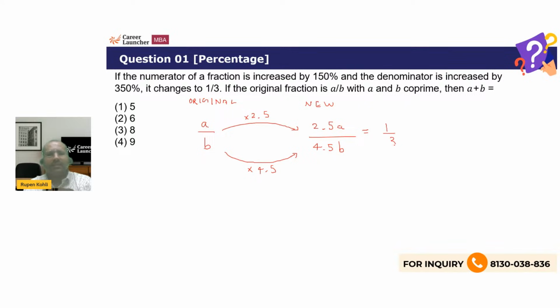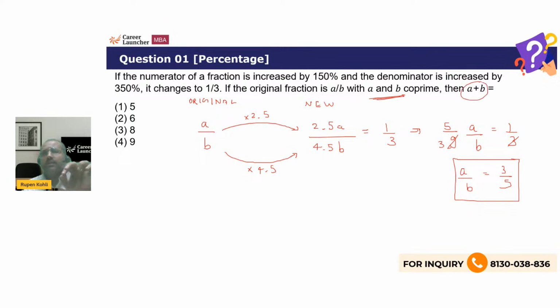From there you can backtrack the initial one. So what is this? 2.5 by 4.5, into 2 into 2, is 5 by 9. I like working with integers. So 5 by 9 times of a by b is 1 by 3. Work that out: 3 comes over here, and 5 by 9 goes over there, so a by b is 3 by 5. What is the value of a plus b with a and b co-prime? Means the simplest reduced form. 3 and 5 is already in simplest reduced form. So 3 plus 5, 8 is the value of a plus b.